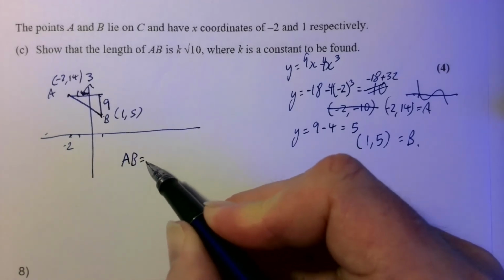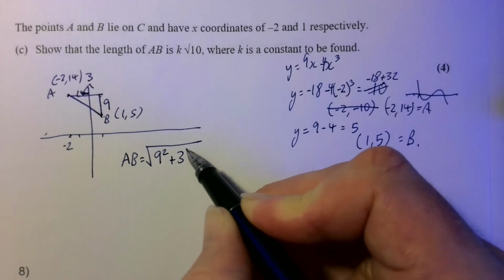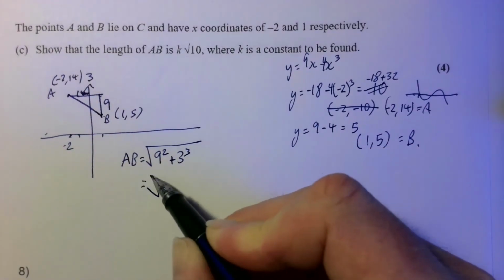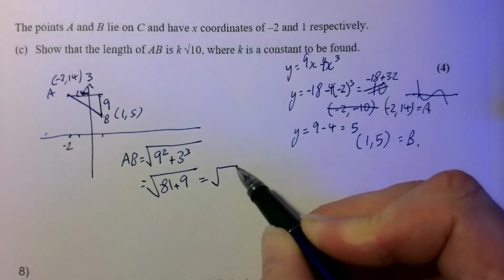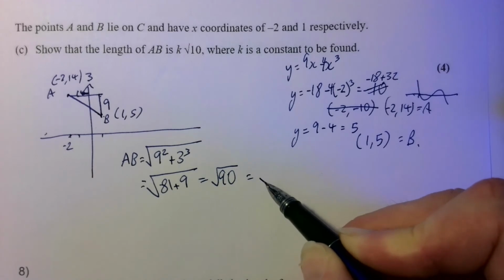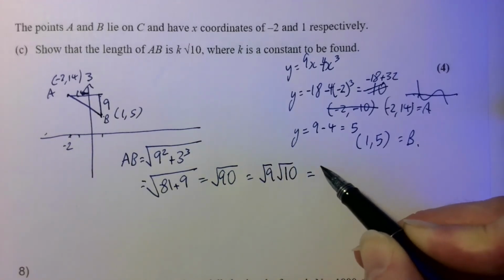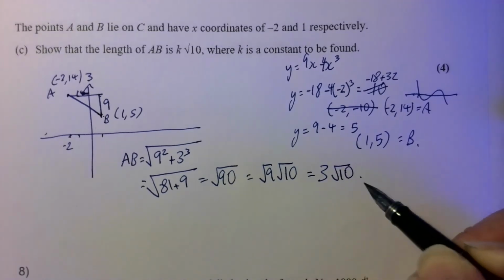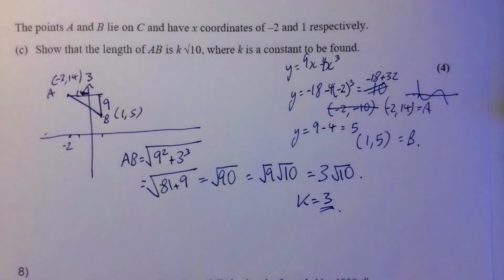AB is going to equal the square root of 9 squared plus 3 squared, which is the square root of 81 plus 9, which is the square root of 90. And you can put that in your calculator if you like, or that's root 9 root 10, so that equals 3 root 10, so k equals 3.